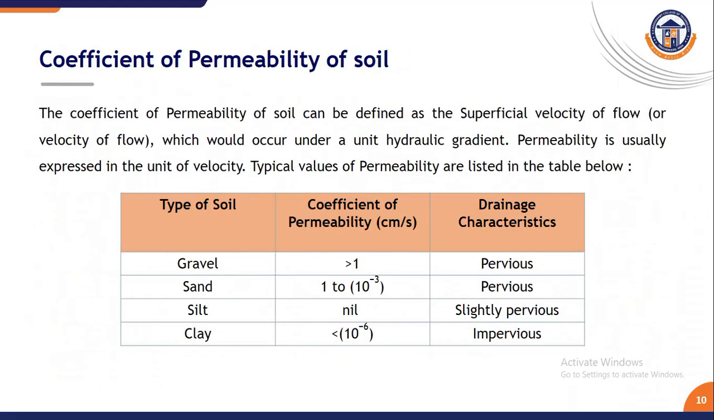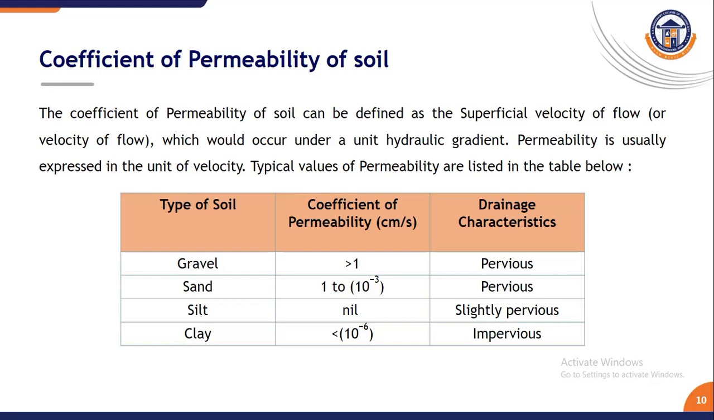After that, coefficient of permeability of soil. Here, coefficient of permeability is defined as the velocity of flow under unit hydraulic gradient, and it is expressed in meters per second. Sand has high permeability while clay has very low permeability. Okay, here there are three columns: types of soil in one column, coefficient of permeability in another column, and drainage characteristics in another column. Here gravel is pervious in drainage characteristics, and sand is pervious; silt is slightly pervious, and clay is impervious.